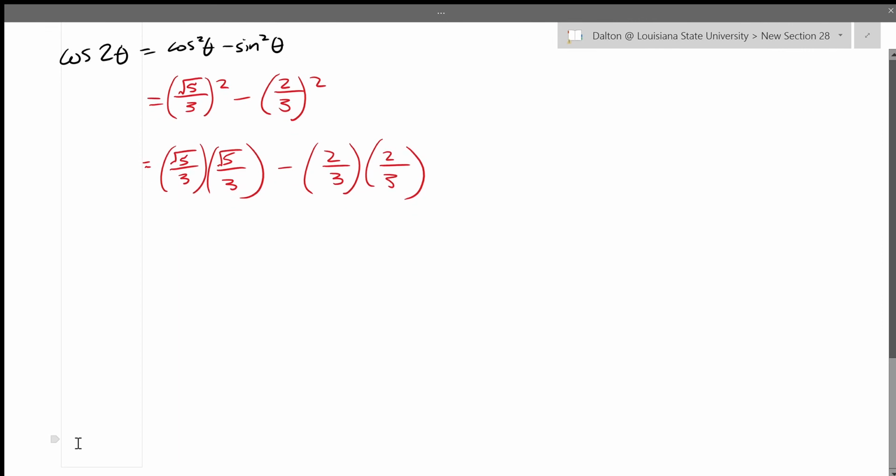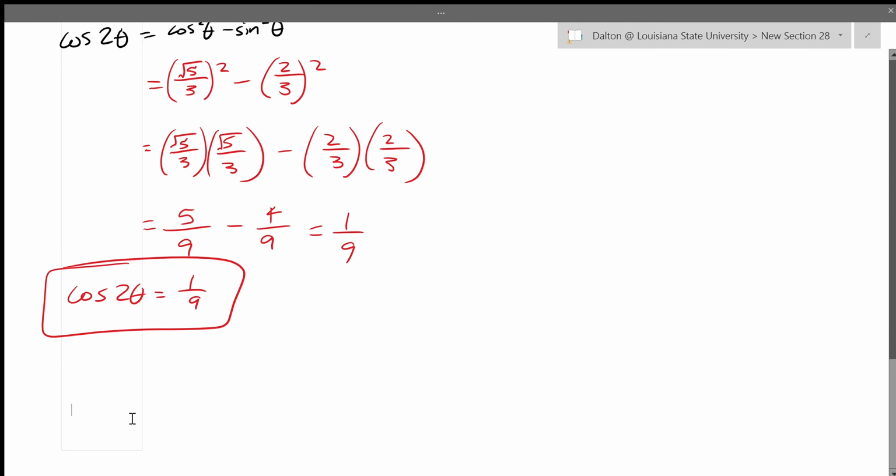We're going to multiply fractions straight across. So numerator with numerator. In this first one, square root of 5 times square root of 5 is 5. 3 times 3 is 9. Minus, in the numerator, 2 times 2 is 4. In the denominator, 3 times 3 is 9. And then we've got 5/9 minus 4/9, which you better not use a calculator for, which is just 1/9, and that's as far as we can go. So there's our second part. Cosine of 2 theta is equal to 1/9.